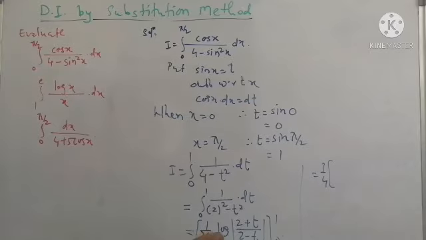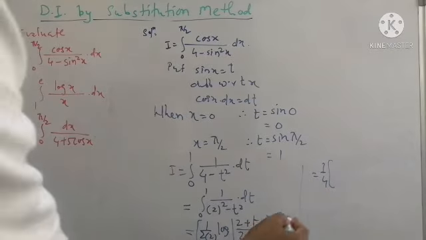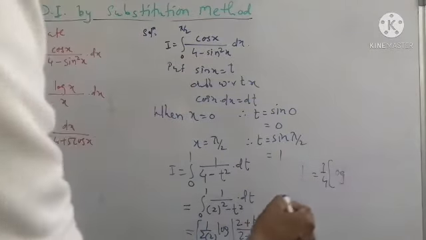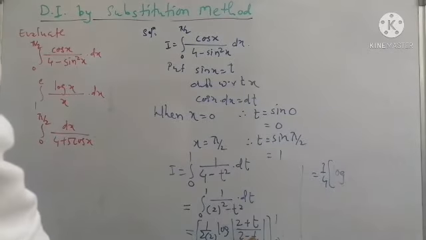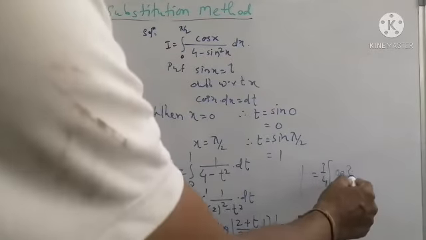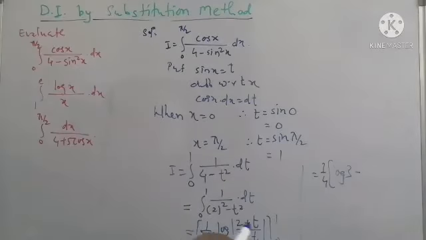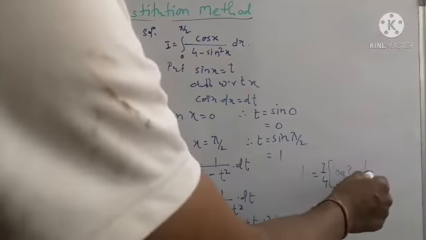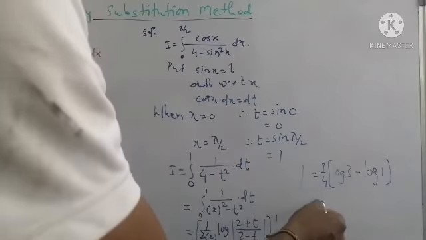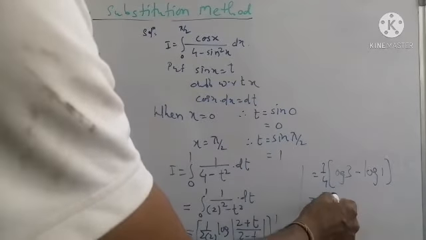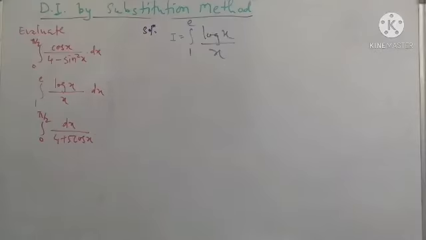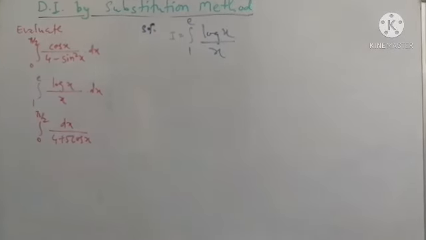In this example the upper limit is 1, so the upper value is log of 2 plus 1, 3, divided by 2 minus 1, 1, that is log of 3, minus the lower value. For lower limit 0, putting t equal to 0 we get log of 2 plus 0, 2, divided by 2 minus 0, 2, that is log of 1. Now log of 1 is always 0, so the lower value is 0, so we get the answer 1 by 4 log of 3.